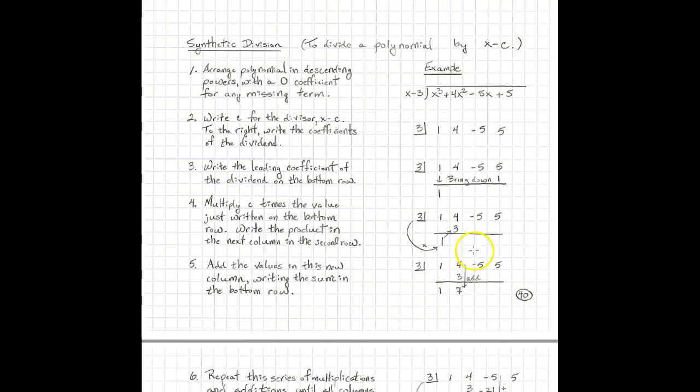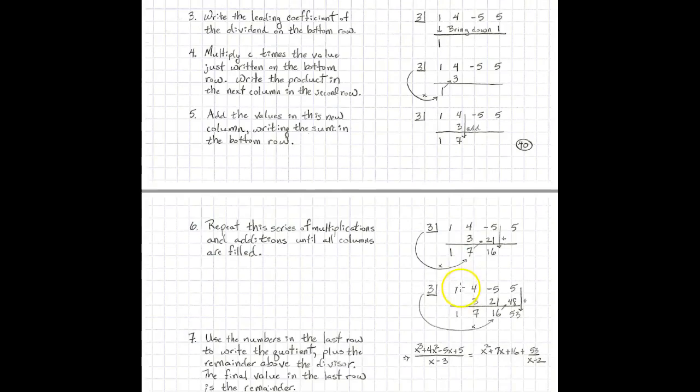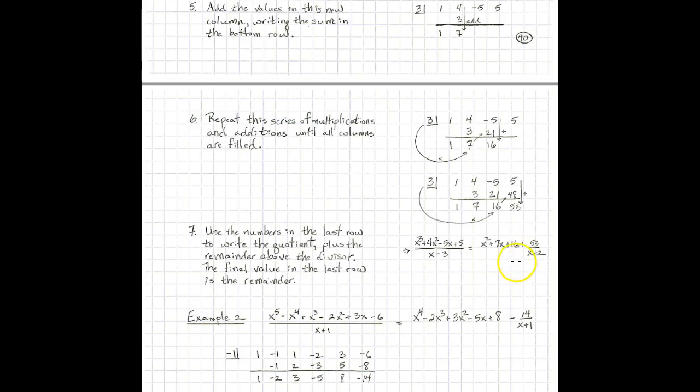And you sort of repeat this circular process. So now I'm going to say 3 times that 7 is 21. That goes up into the next spot. You add those two terms and you get 16. Then the next thing would be 3 times 16, which is 48, goes into the next spot. Add those two terms and you get 53.